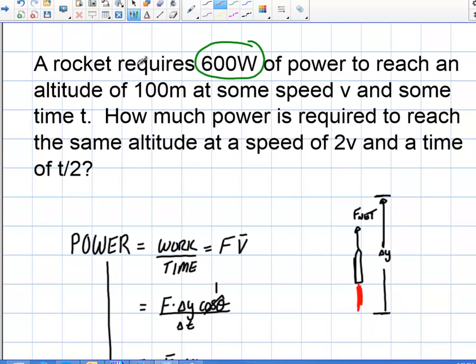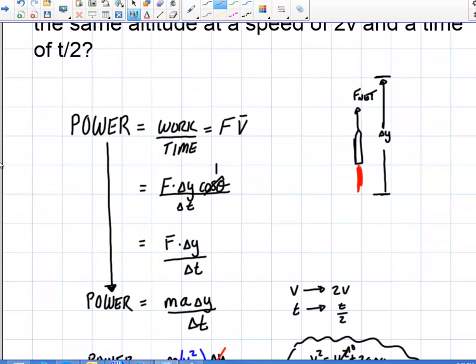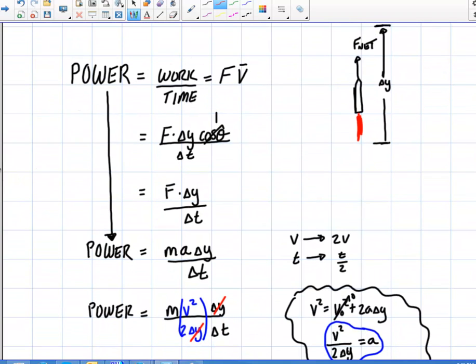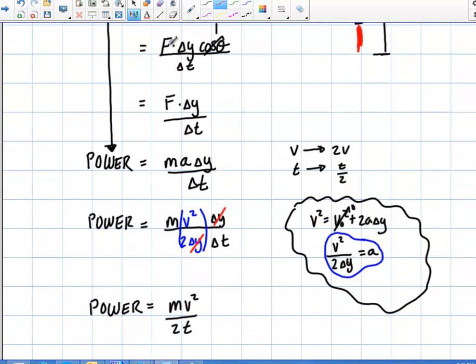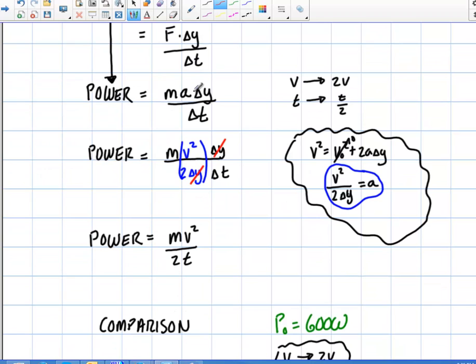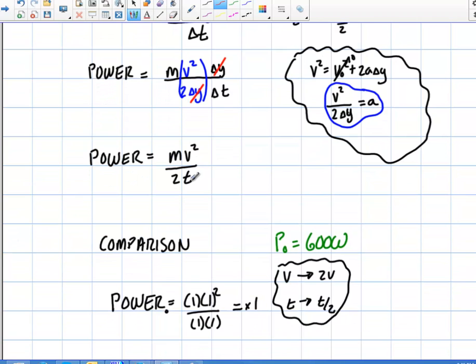Just to summarize, we had a problem that showed us some amount of power in watts to have a rocket reach some altitude at some speed v at some time t, and they want to know how much power is required to reach the same altitude at a speed of 2v in a time of t over 2. So again, the hardest part of this was finding the governing equation. I started with work over time, worked it down from force times displacement cosine theta over t. We got force displacement over t. I ended up with mass times acceleration delta y over t. I had to express acceleration in terms of speed and displacement. I went ahead and did that. They canceled. My governing equation is now a function of mass, velocity, and time.